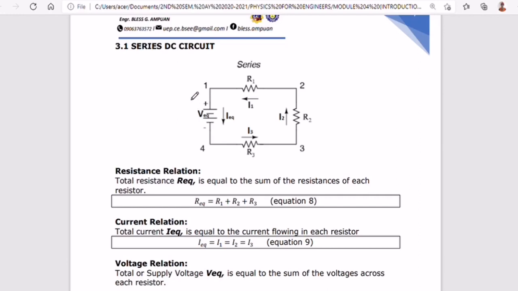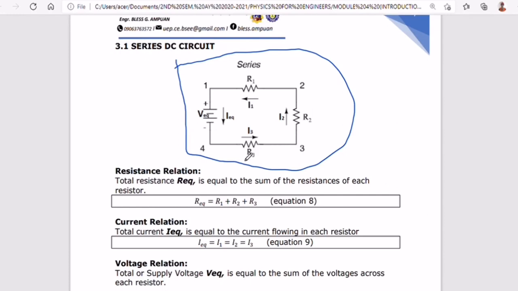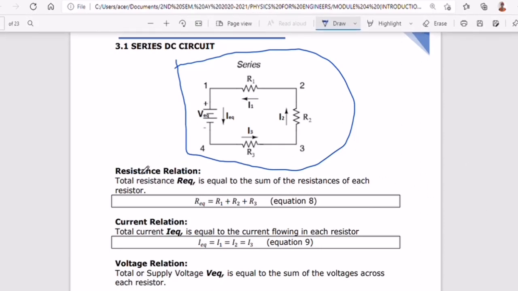Okay, the series DC circuit, we know its resistance relation. So assuming in our figure we have three loads or three resistances, this will serve as our resistance. This is our load. Our load is like a smartphone, an electric fan, so do not forget that. So the resistance relation says here that the total resistance, or the R equivalent, Req, is equal to the sum of the resistances of each resistor. So we have three resistors. To solve for the total resistance or the R equivalent for this circuit, just R sub 1 plus R sub 2 plus R sub 3.